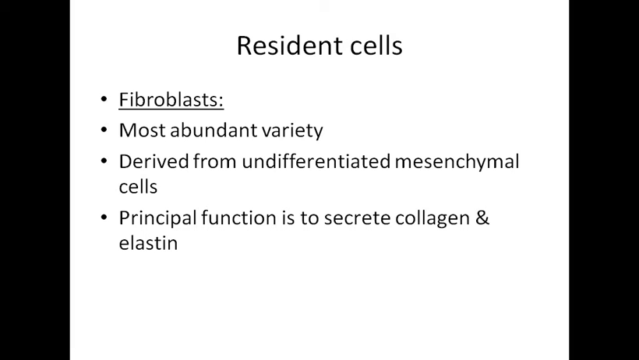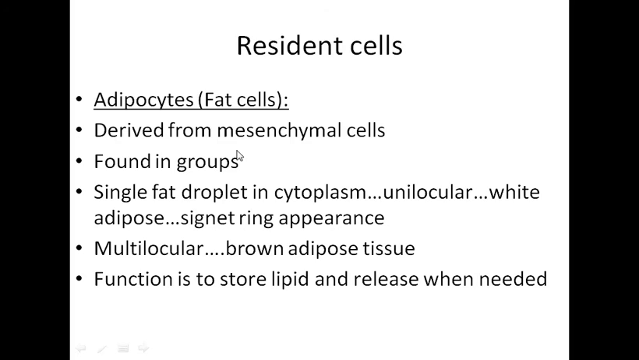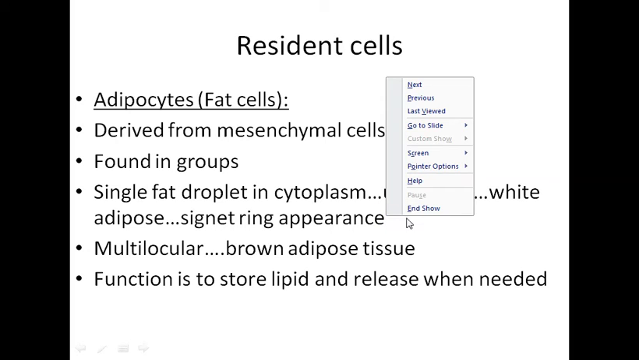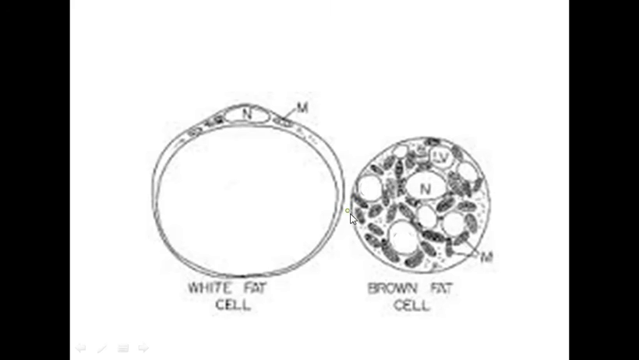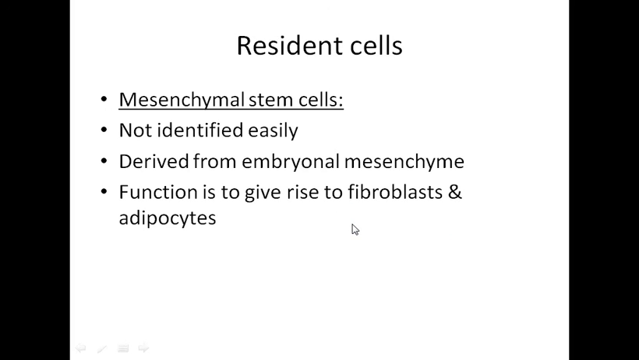Derived from mesenchymal stem cells. Then we were discussing adipocytes. Adipocytes are derived from mesenchymal stem cells. The function is to store lipid and release it when needed. Then we discussed the mesenchymal stem cells. Mesenchymal stem cells derive from embryonic mesenchyme and give rise to fibroblasts and adipocytes.